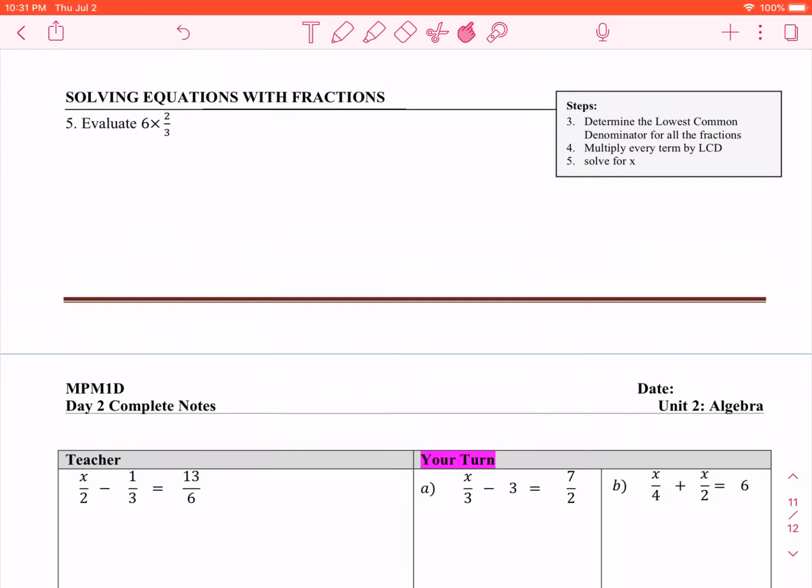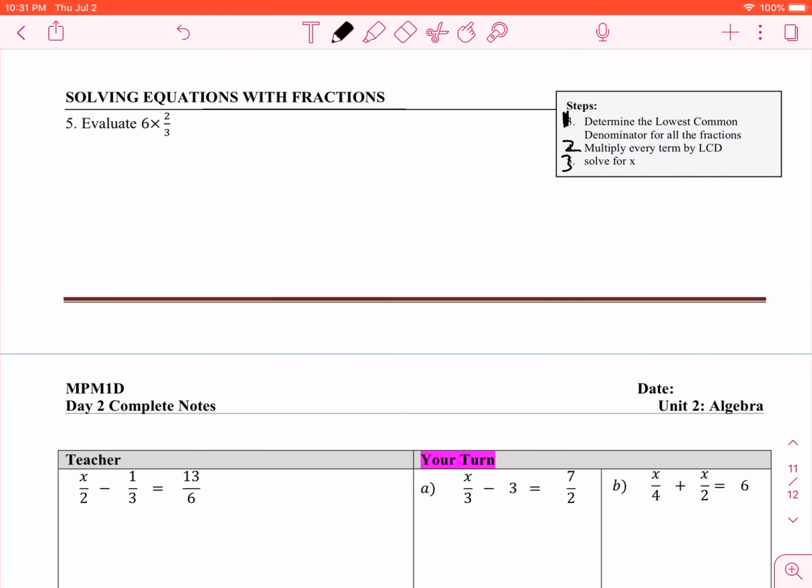Okay, so fractions, this is going to be the most trickiest version of solving for x, for solving equations. And the reason why it's so tricky is because there's so many steps. Sorry, these are misnumbered. That'll just be 1, 2, 3. Okay, so what we're going to do is we're going to determine the lowest common denominator for all the fractions.